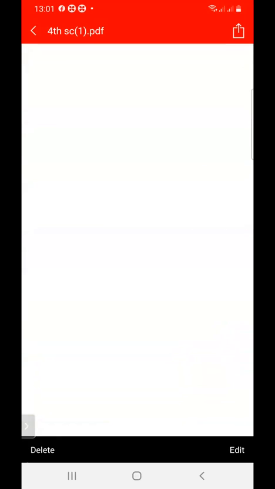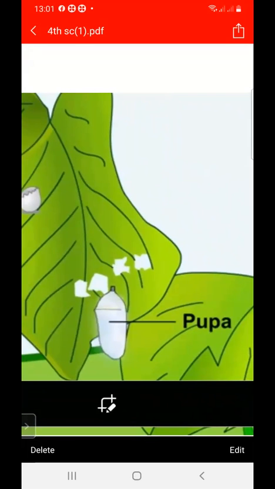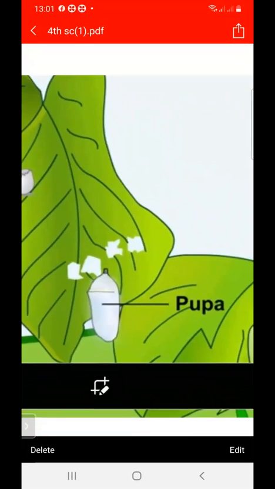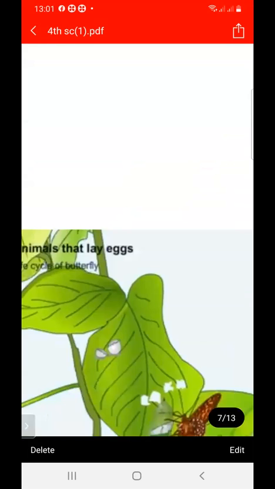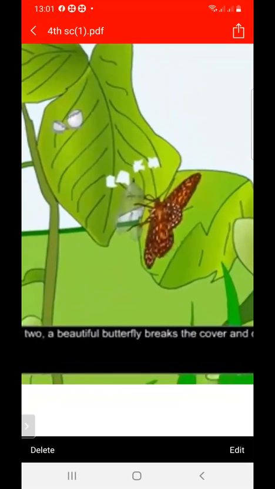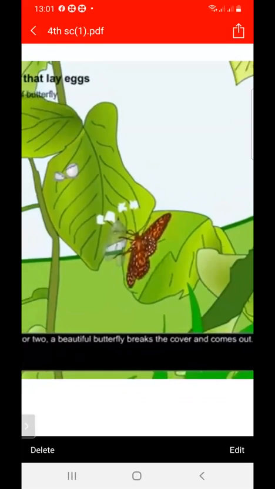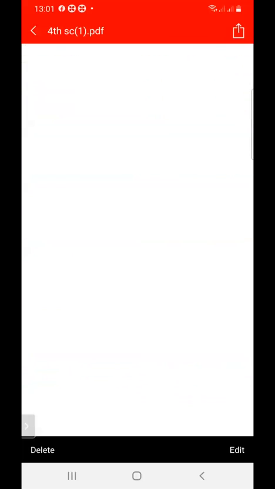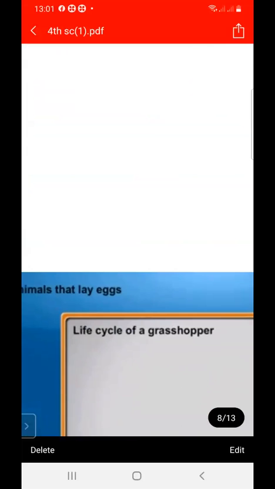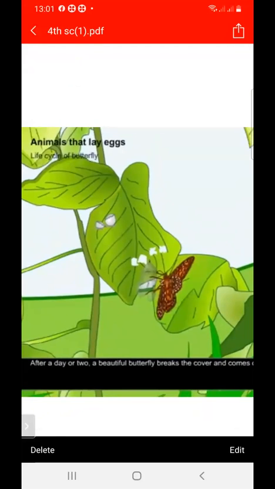Then this is called pupa. This pupa has swollen out, and after this pupa, these will change into the insect. Then after a day, when this larva breaks out, the cocoon breaks out, and this will change into the beautiful butterfly. This is the life cycle of the butterfly. So you have to remember the life cycle of the butterfly.